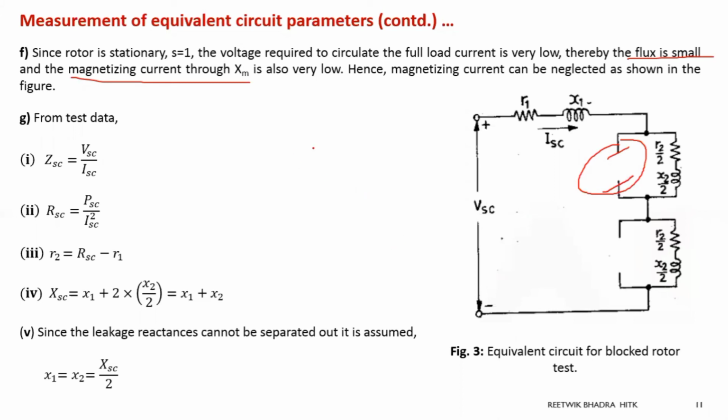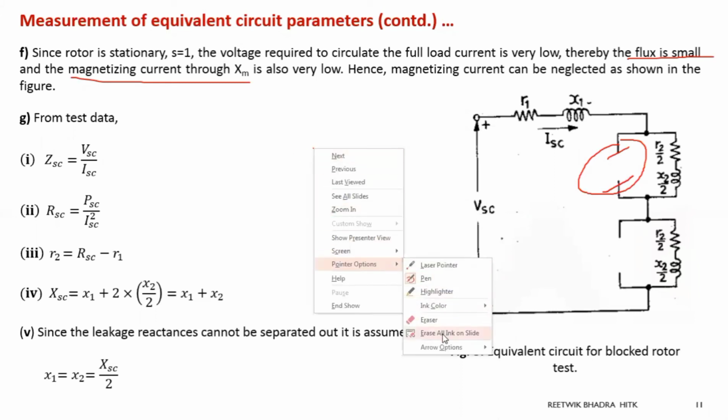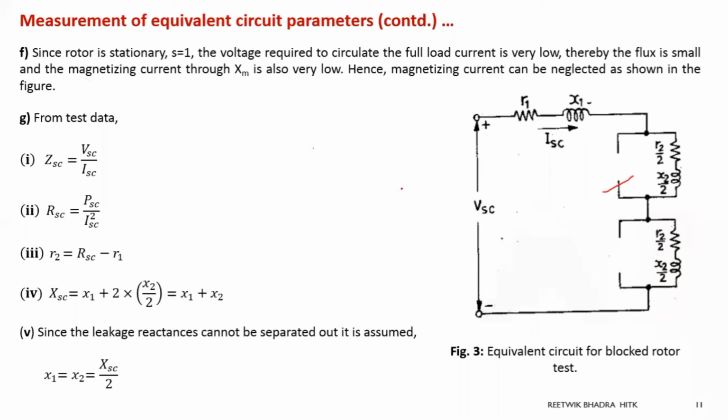So how will you do the calculations over here? Same thing as we had done in the open circuit test and short circuit test. ZSC is VSC by ISC. Then we calculate RSC, because we are getting copper loss over here. RSC is equal to PSC by ISC square.